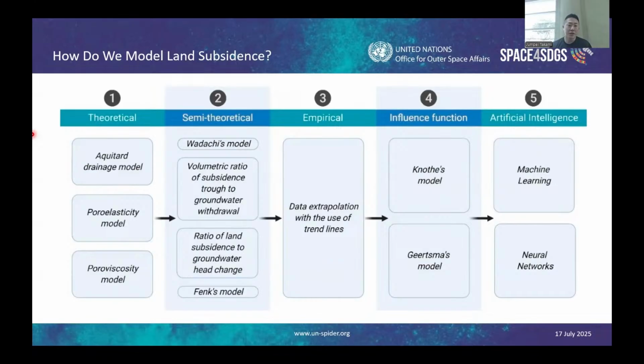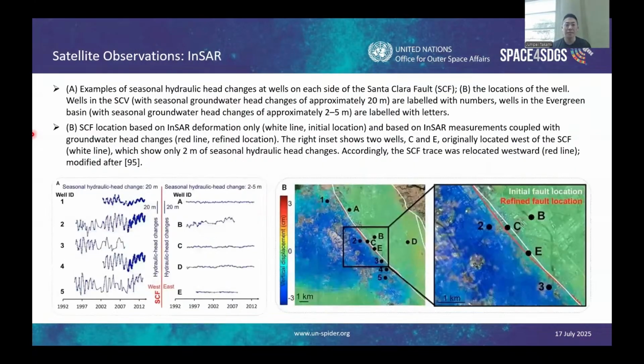So how do we model land subsidence? I won't go into detail because this lecture is about how InSAR technology can contribute to land subsidence analysis. But with these 5 workflows, you can get information and then build a land subsidence model. First is theoretical, then semi-theoretical, then empirical, then influence function, and then artificial intelligence.